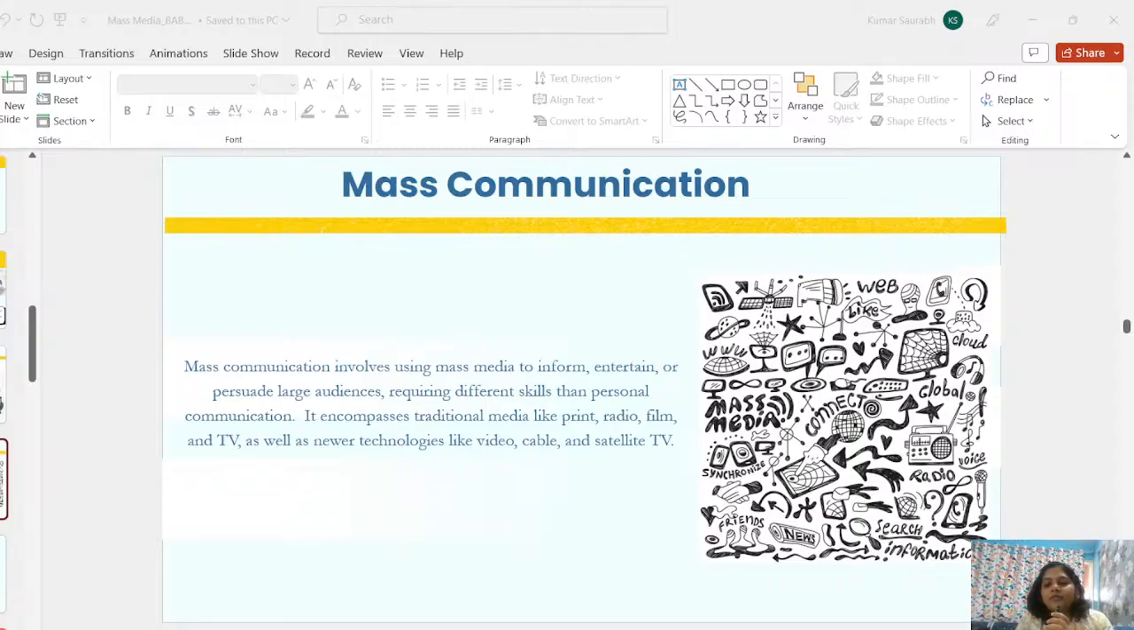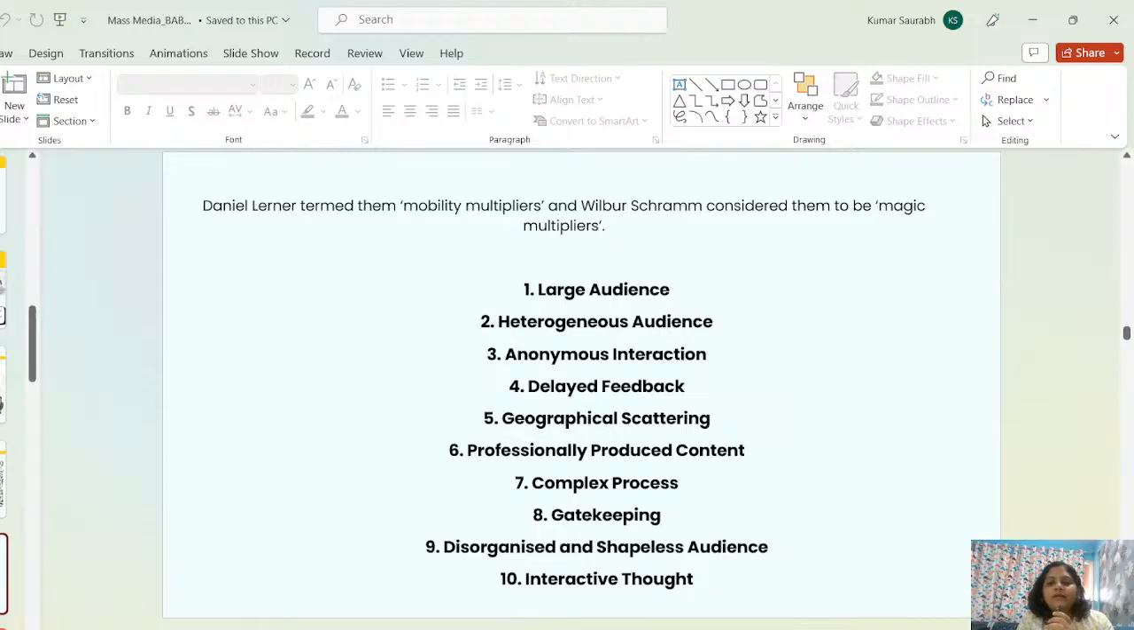Now let's see the characteristics of mass communication. You could see the characteristics are here. So the first characteristic is the large audience. Mass is about the name itself. It says mass. It's a large audience, not a limited audience. If content is produced, it is made for a larger audience. If a radio is making content, it is not making content for a small group, but for a large audience. So the large audience is the first characteristic.